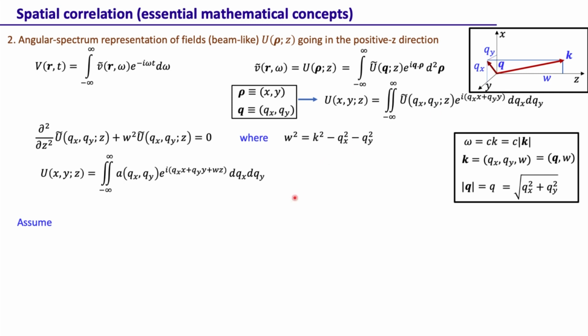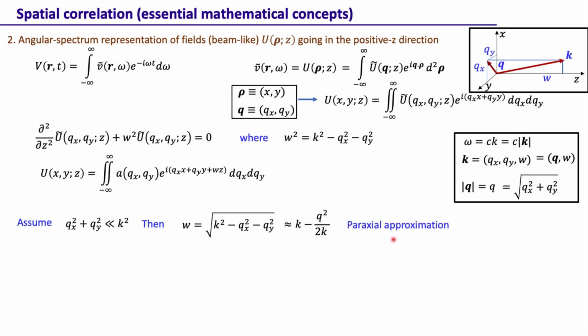So now suppose we have the situation that qx square plus qy square, that is this mod of q, is much smaller than this mod of k. Okay, so that means this wave is propagating mostly along z. So in that case, this mod is much smaller than k square. In that case, the w, which is square root of k square minus qx square minus qy square, can be approximated as k minus q square by 2k. Okay, this is called the paraxial approximation.